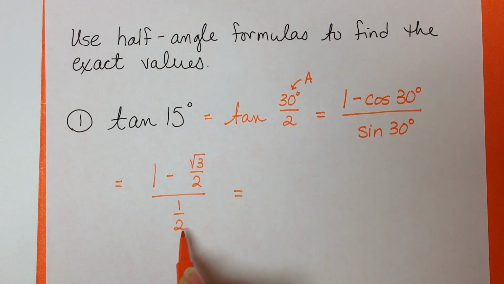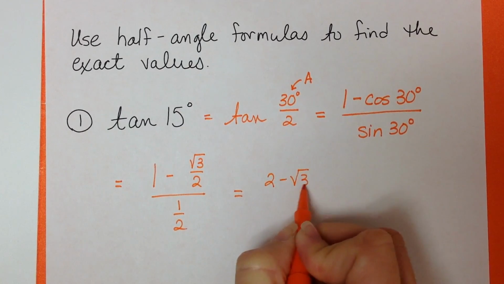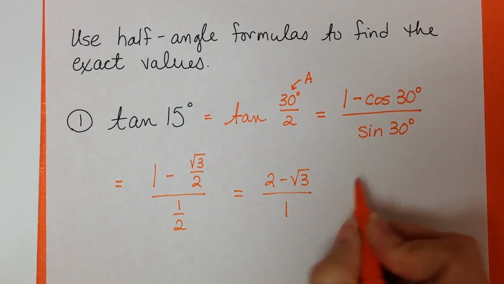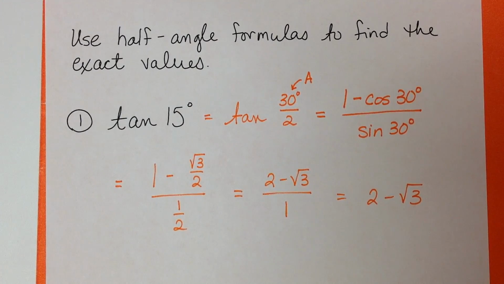So I could go through and multiply all of my terms by 2. Down here you'll just be left with the 1. So your answer would just be 2 minus square root 3. That would be your exact answer, or exact value.